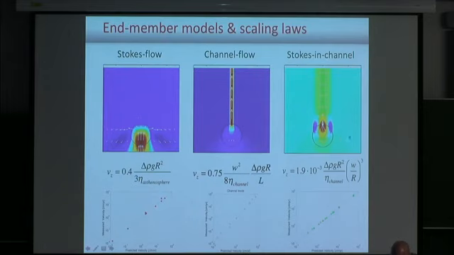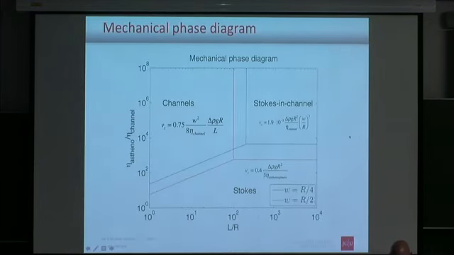So you can construct a phase diagram with all those regimes, and it turns out that there are 3 modes of deformation. We have the channel mode, the Stokes mode, and the Stokes in the channel regime, and you can plot this for various ratios. This is, for example, for the dike width 1/4 of the radius of the initial inclusion. Okay, so this is just purely mechanical.